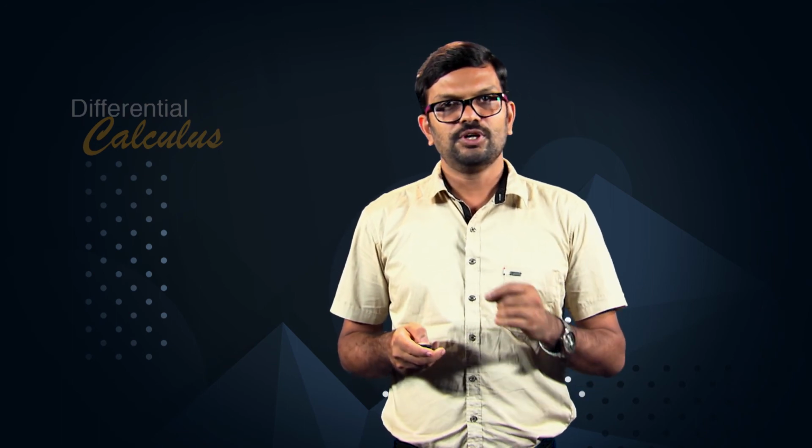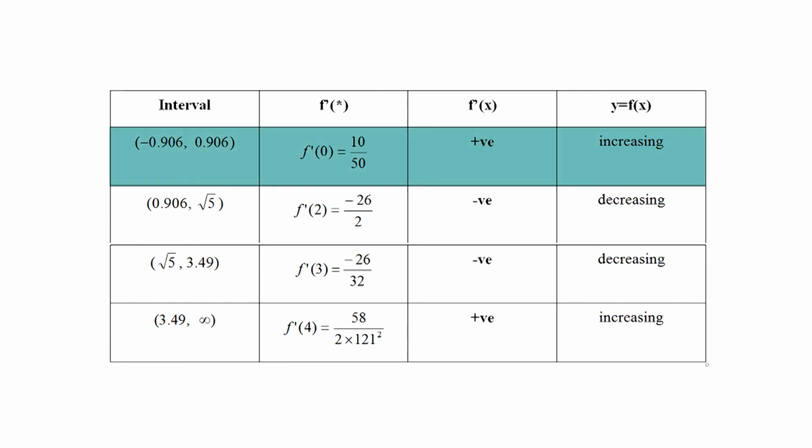Hence, by an application of the intermediate value theorem, f dash of x does not change the sign in each of the intervals minus 0.906 to 0.906, 0.906 to root 5, root 5 to 3.49 and 3.49 to infinity. In the interval minus 0.906 to 0.906, f dash of 0 is 10 by 50, which is positive, and hence f dash of x is positive, and hence y is increasing.